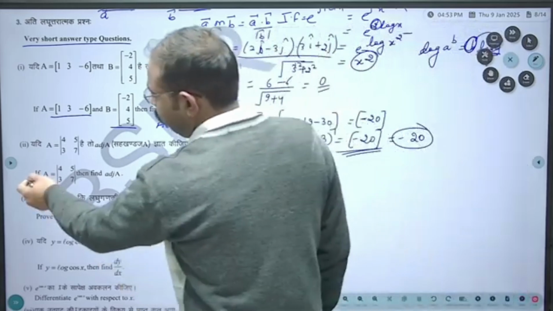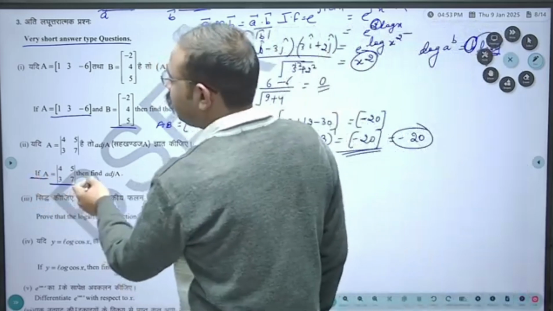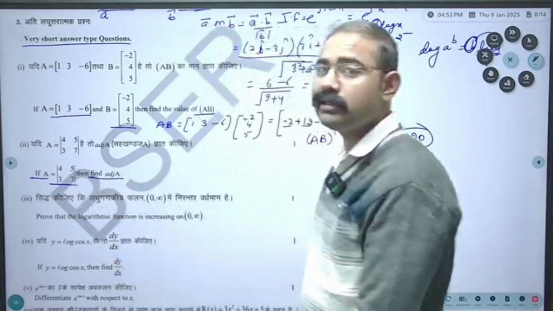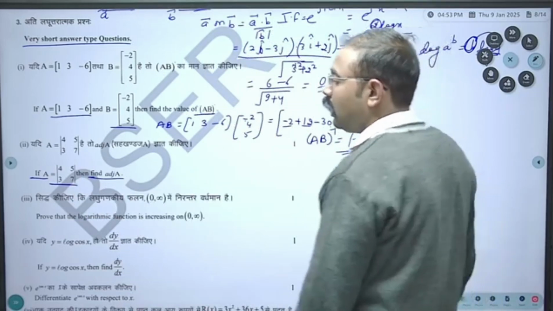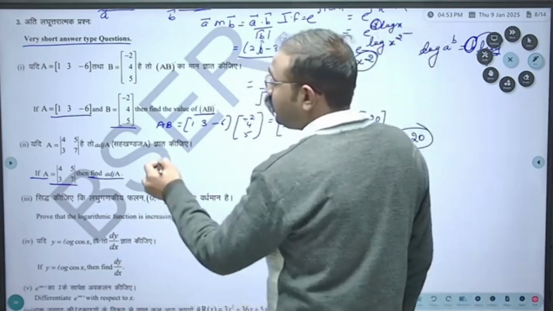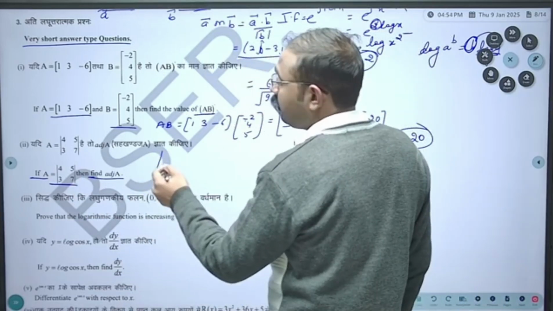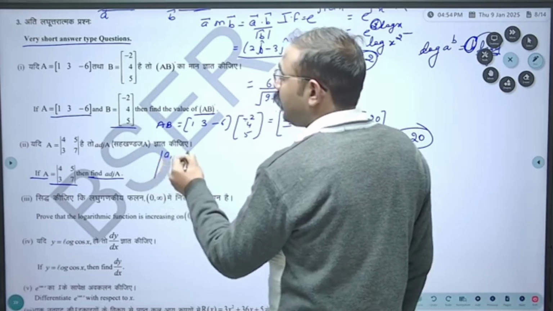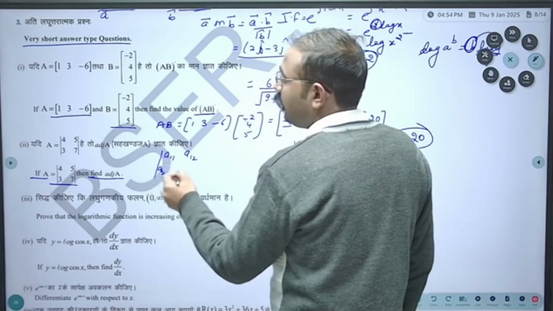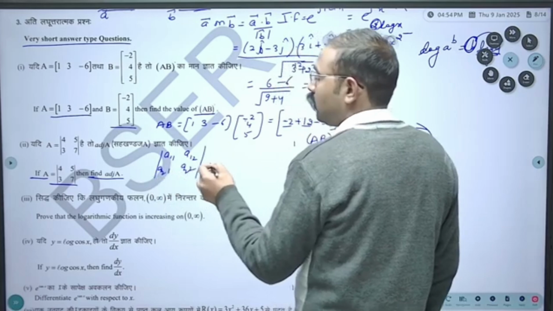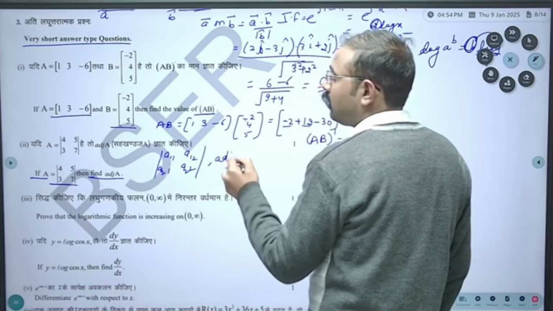Next is, if A is this determinant, then find adjoint of A. In this case, an adjoint of A we have to find. And how to find adjoint of A? If we have a determinant of 2 by 2, like A11, A12, A21, A22, how to find adjoint of A?